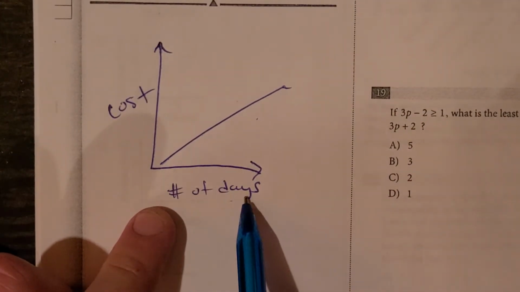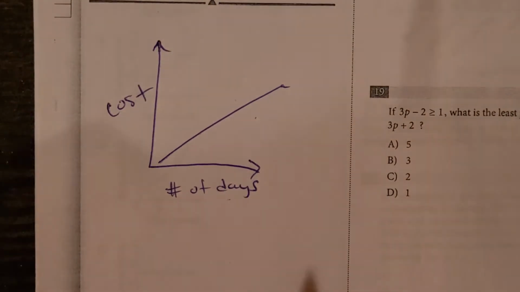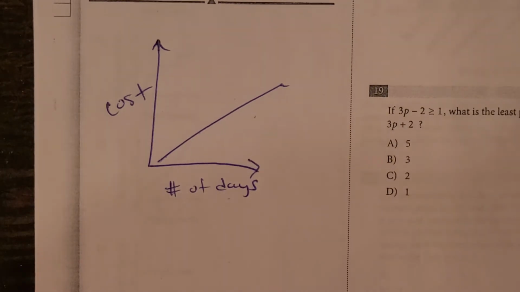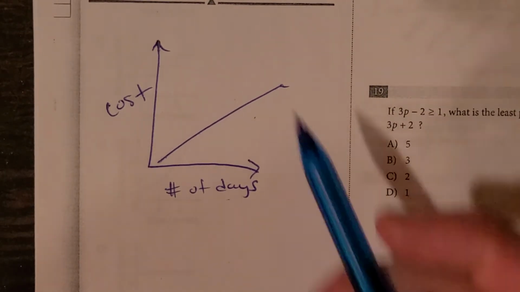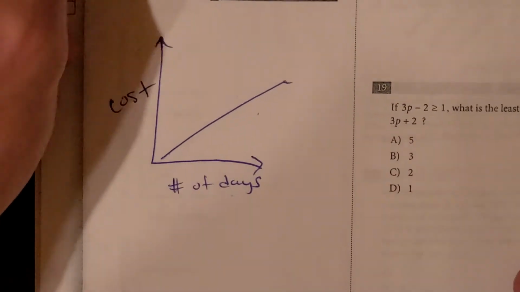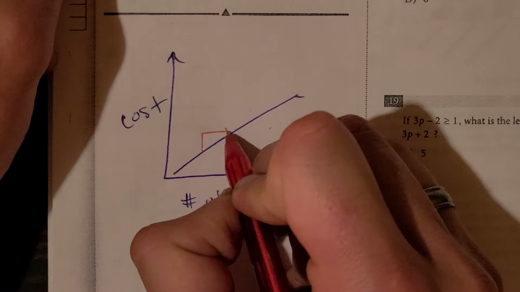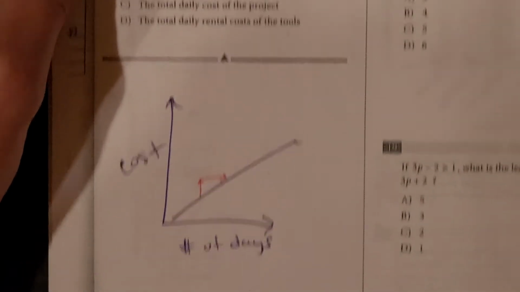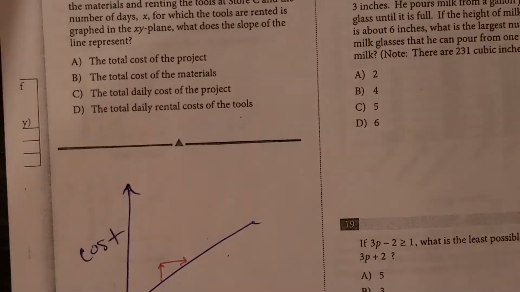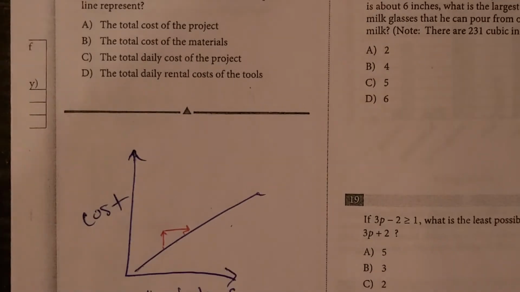Obviously, as the number of days goes up, the cost goes up, right? Because he's renting things. So every day that he rents something, he's going to be paying more. So you're going to have a simple line like that. If it helps you to draw a picture, awesome. Now, what you're trying to figure out is the slope, the rise over run. What does that represent? Okay, the total cost of the project, the total cost of the materials, the total daily cost of the project, or the total daily rental cost of the tools.